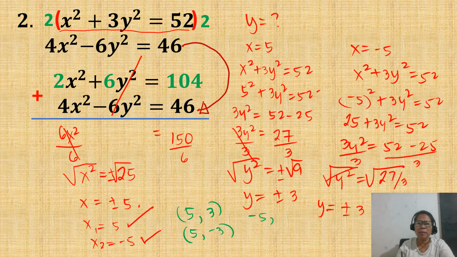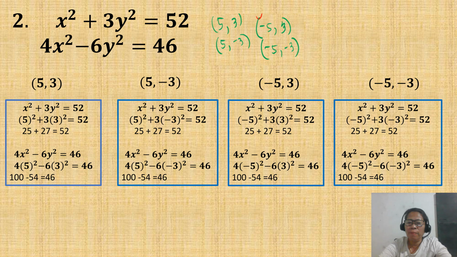So we have the four solutions to the system, and we want to check if they really are the solutions to the system. When checking 5, 3, the system is satisfied, as well as 5, negative 3. It also satisfies negative 5, 3, then negative 5, negative 3. So therefore, the four ordered pairs are solutions to the system. Okay, so let us proceed to another example.